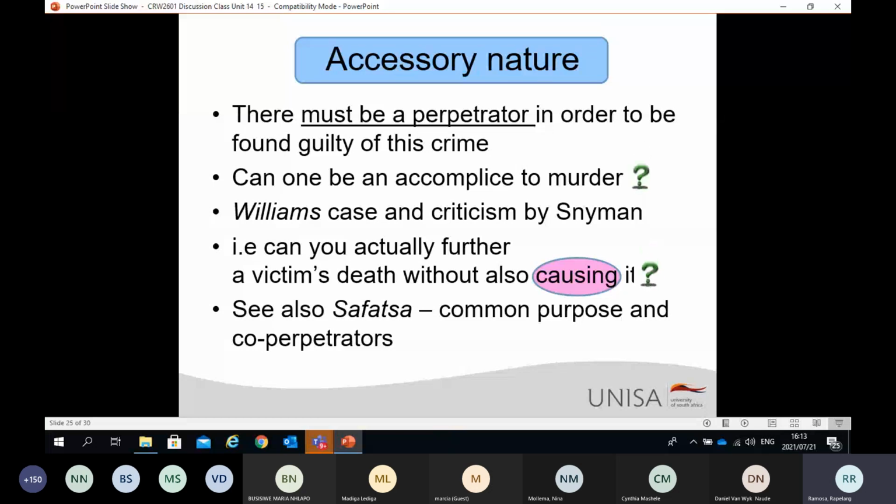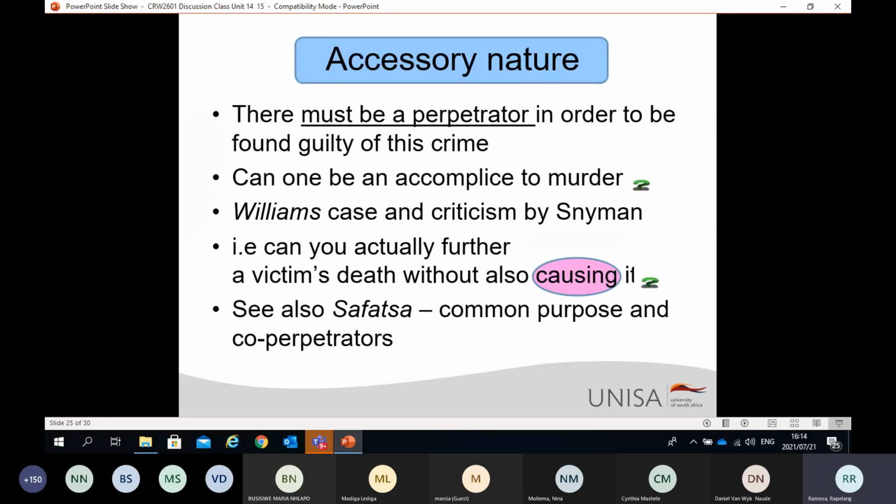So in Williams, we have the interesting dynamic whereby somebody was held to be an accomplice to the crime of murder. Now, murder is the unlawful and intentional causing of death by another human being. Now, if somebody, for example, holds the victim to enable another perpetrator to actually kill the victim, that person who holds the victim causes the death of another human being by their own conduct.